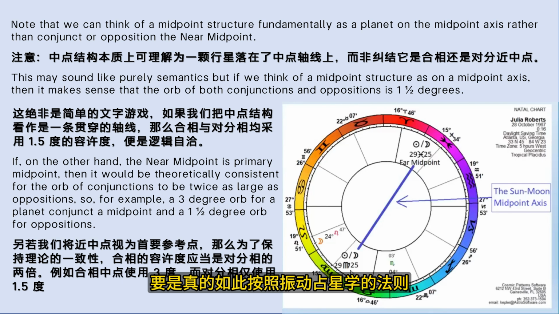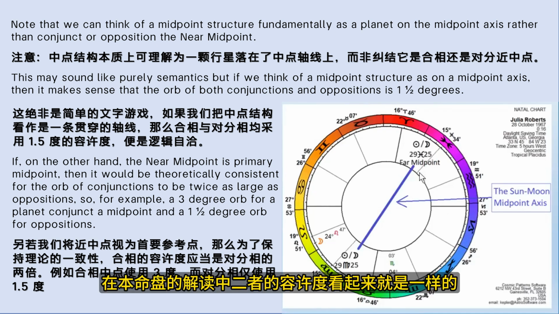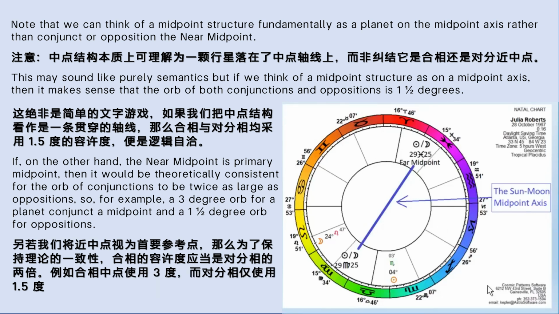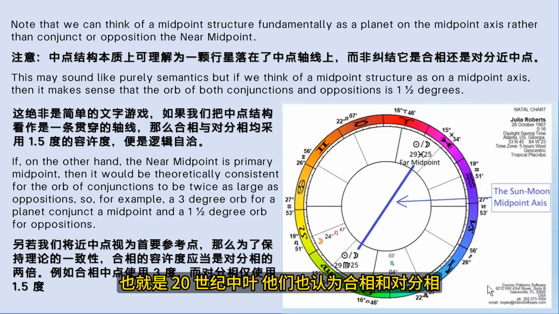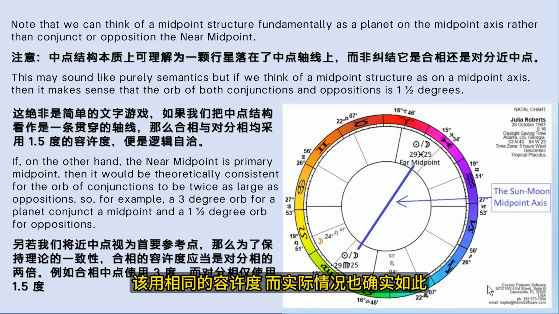If that was the case, then based on the laws, you might say, of vibrational astrology, the rules that we use, the opposition would get half the orb. It does not get half the orb. In the interpretation of natal charts, it appears that the orb is the same. And going back to Reinhold Ebertin and Alfred Witte, way back into the middle of the 20th century, they also believed that the conjunction and opposition have the same orb, and that does appear to be the case.